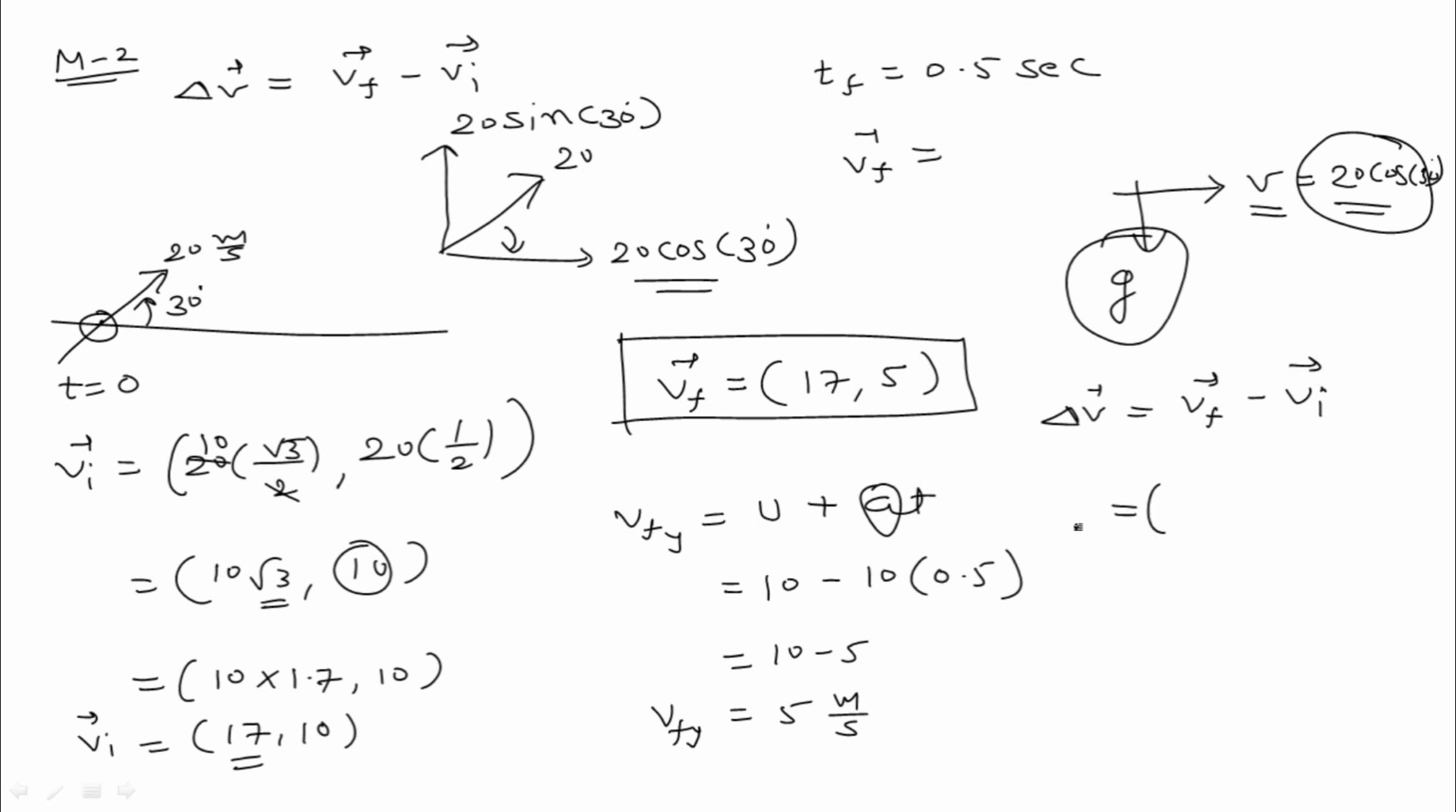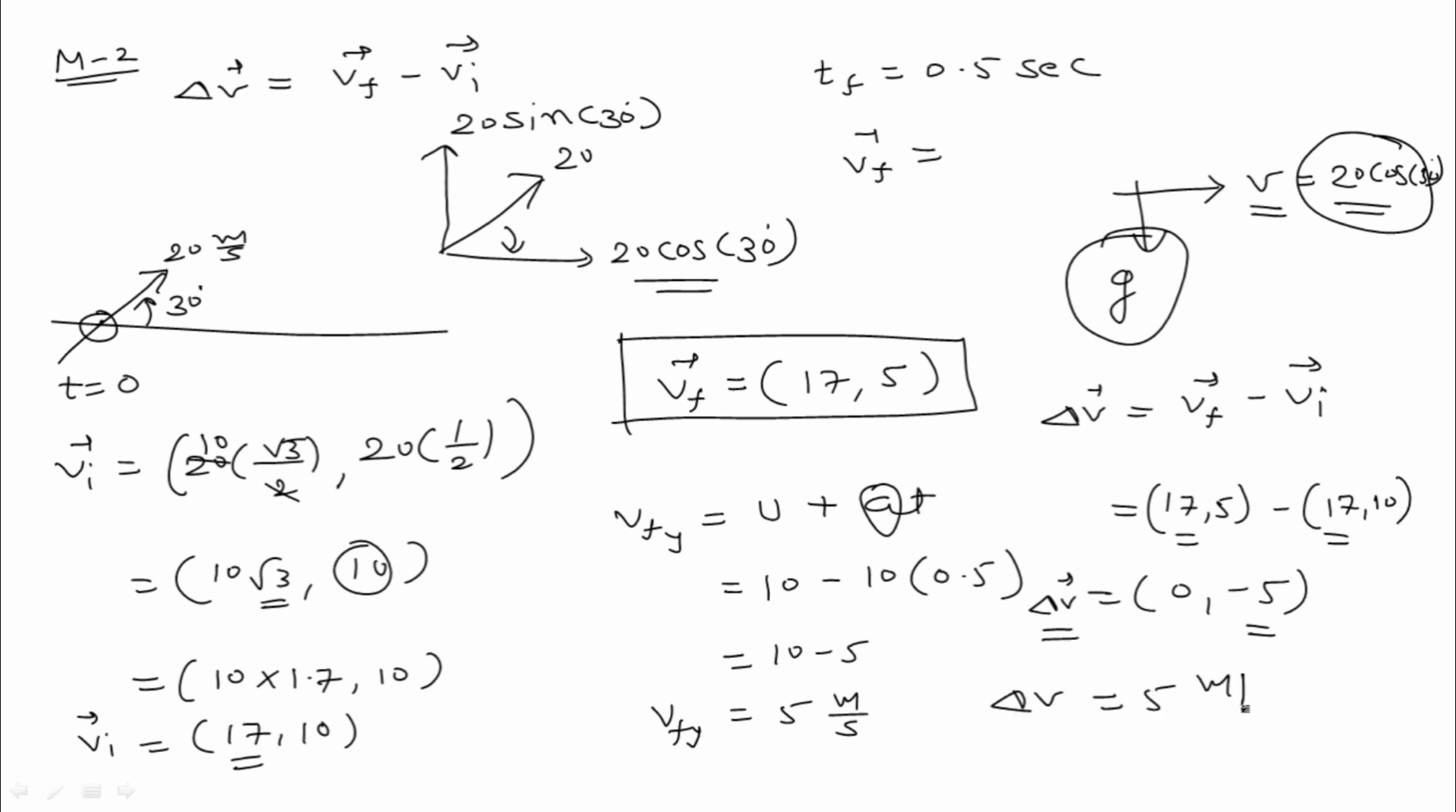Final velocity vector we have 17, 5 minus 17, 10 initial. So x minus x component becomes 0, y component 5 minus 10 is minus 5 here. So from this solution we can also see change in velocity vector is in negative y direction, and the magnitude is 5 meter per second. Thank you.